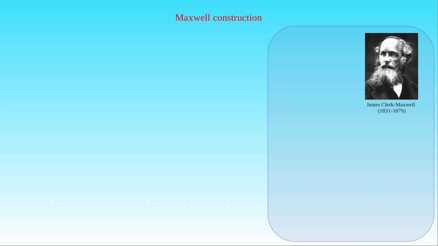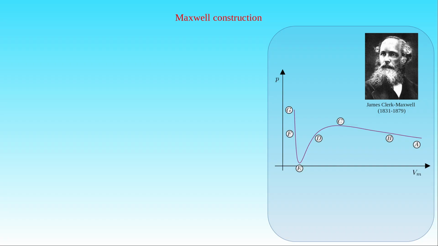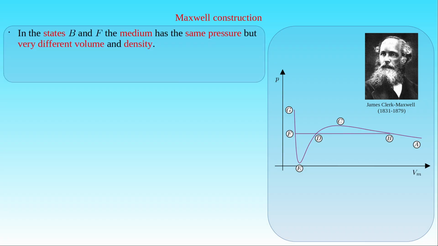If we consider an isotherm of a van der Waals gas at the temperature less than the critical temperature in the pressure versus volume diagram, and pinpoint different thermodynamic states on it from the state A to the state G with the states C and E at the local maximum and the local minimum of the isotherm, then we can see that the pressure of the medium in the states B and F is the same, but its volume and density are very different. Here the states B, D, and F are chosen such that the system has the same pressure.